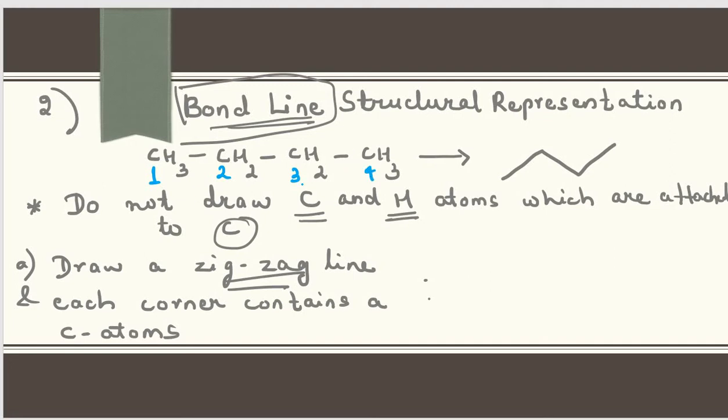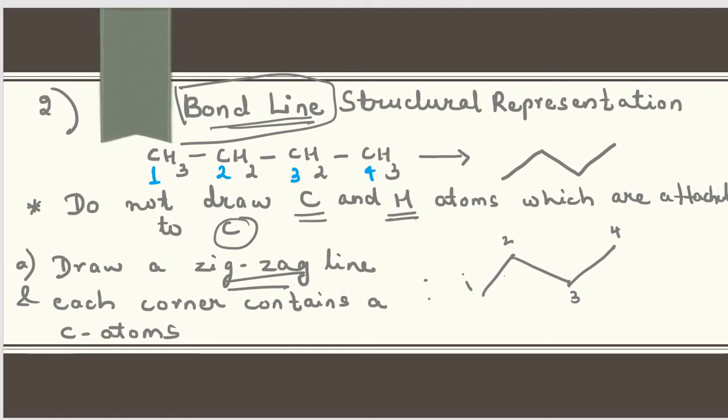So how are we representing it? We are representing it in a zigzag manner. So 4 carbon atoms are there. This is 1, this corner is 2, this corner is 3, and this corner is 4. This one is 1, this one is 2, this one is 3, and this one is 4. So the 4 carbon atoms are represented in a single line, in a zigzag manner.